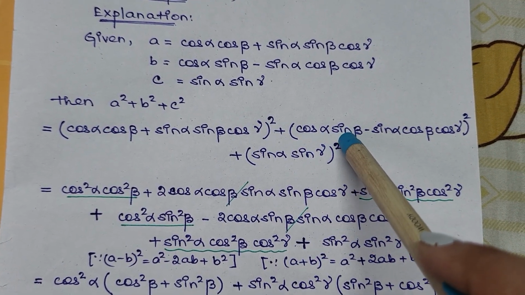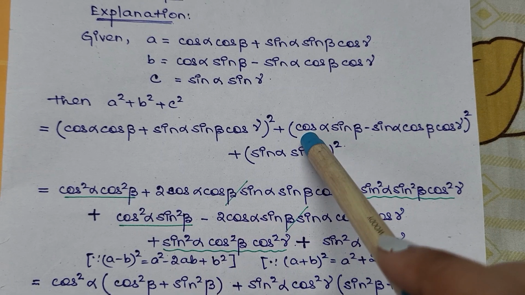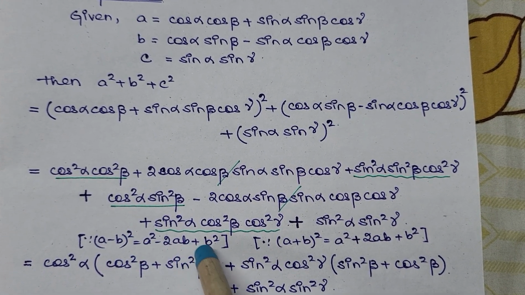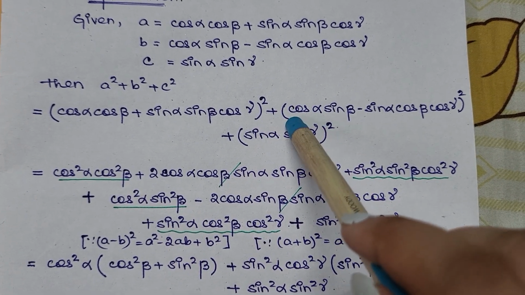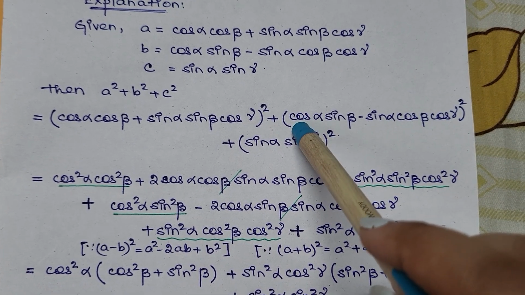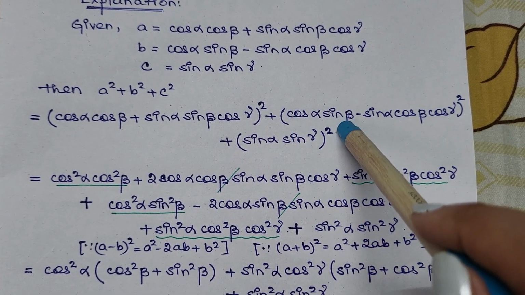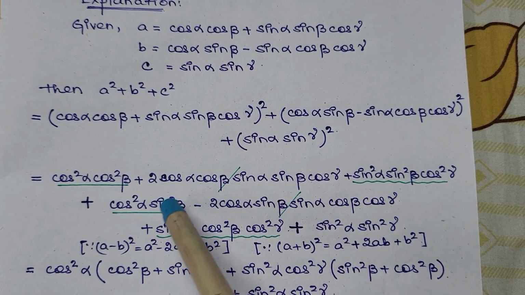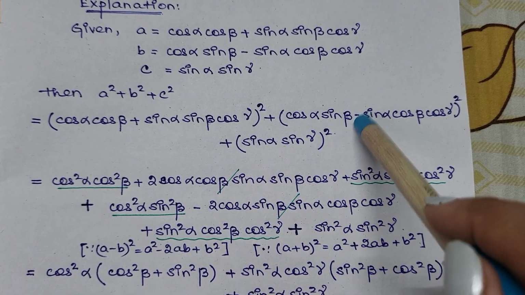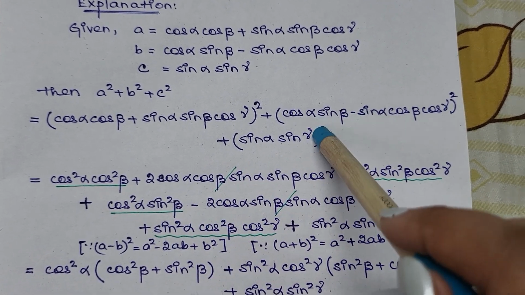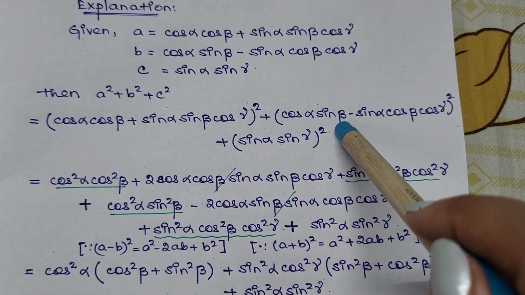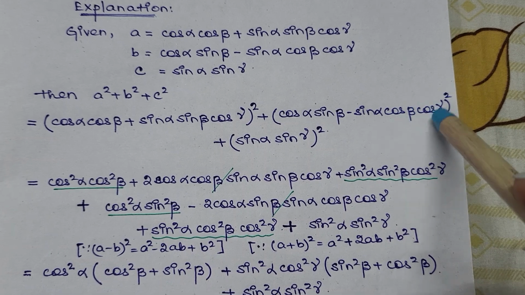Now if we expand B square, that is cos alpha. Now A minus B whole square is A square minus 2AB plus B square. So we have A square. Now this can be thought of as A, and this can be thought of as B. So A square becomes cos alpha sin beta whole square, so cos square alpha sin square beta. Then minus 2 into A into B. So A into B gives 2 into cos alpha sin beta into sin alpha cos beta cos gamma.